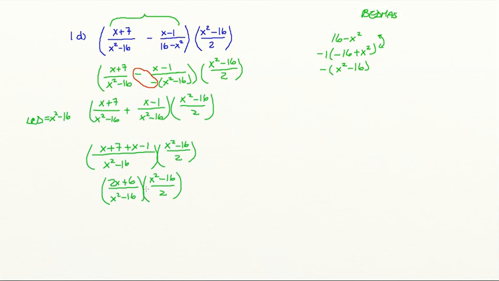I'm noticing I have x squared minus 16 divided by x squared minus 16, and that equals 1. I now have 2x plus 6 over 2. In my numerator, I can factor out a 2, and now those 2's can reduce. 2 divided by 2 equals 1. So I get a really nice answer for this complicated question. So your answer will be x plus 3.